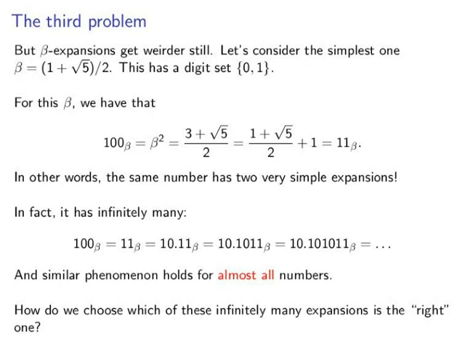100 is the same thing as 11, which is the same thing as 10.11, which is the same thing as 10.1011, which is the same thing as 10.101011, and so on. And a similar phenomenon holds for almost all numbers. How do we choose which of these infinitely many expansions is going to be the right one?